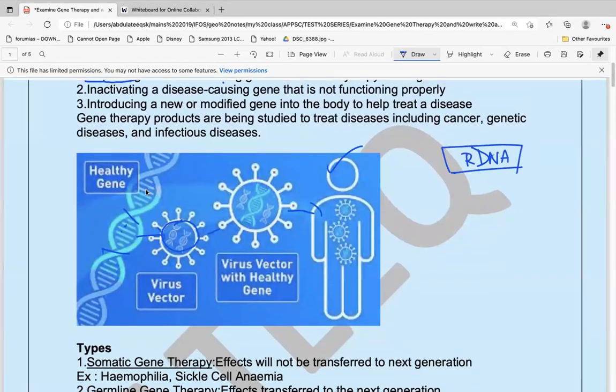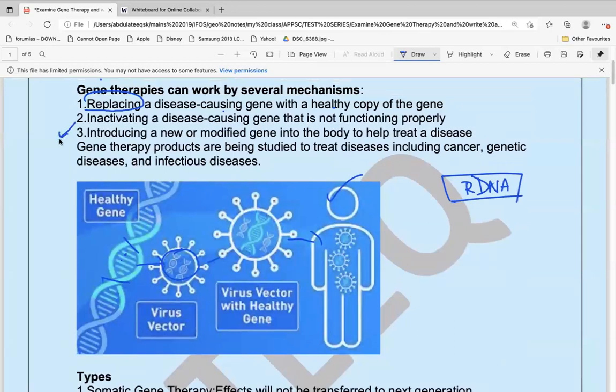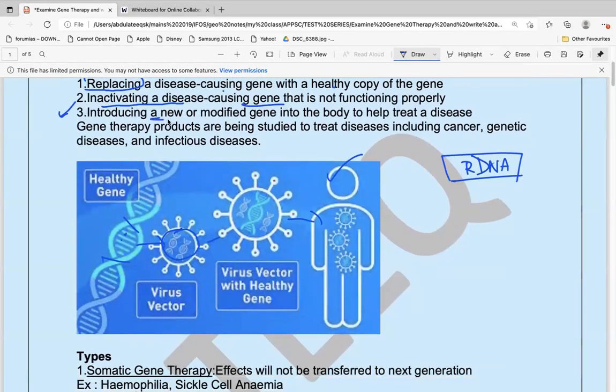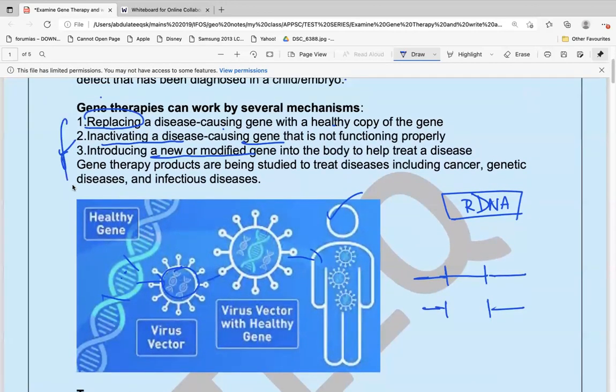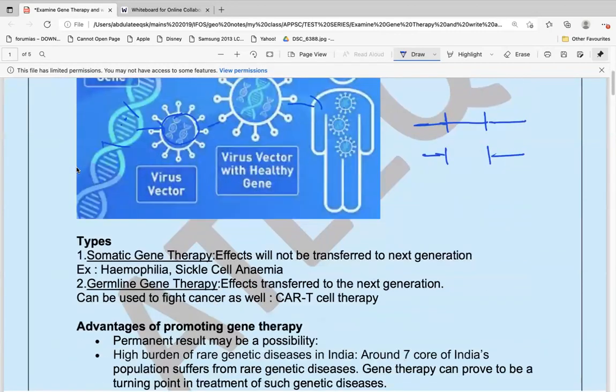In this way, a healthy gene is transferred. Or else, if some gene is causing the problem because of its gene expression, you can inactivate the disease-causing gene, or you can modify the existing gene. Simply, there is a gene, you have to cut it and you can simply modify it. These are the various ways that gene therapy can work.